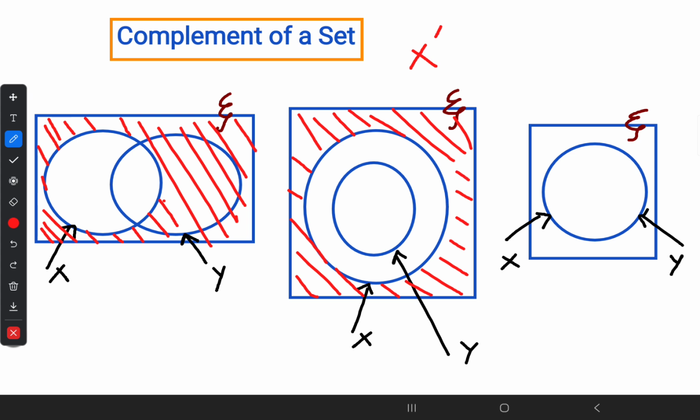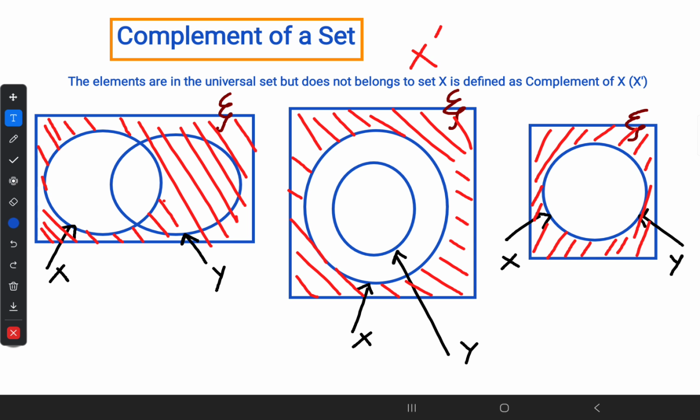In the third case, since it is an equal set, X is this one. So X complement means outside of this particular set. That's all about X complement. The definition says that the elements which are included in the universal set but do not belong to set X are defined as the complement of X.